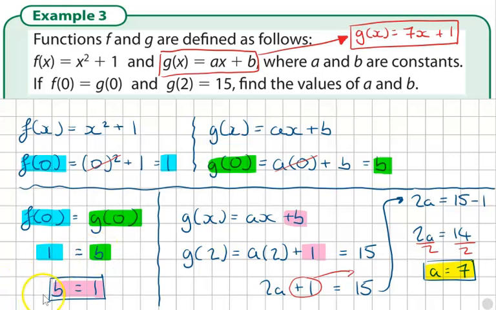So b is 1 and a is 7. So we were asked to find the values of a and b. So a is 7 and b is 1. Now we weren't asked to go any further, but if you had been asked to actually find the function, if g of x is equal to ax plus b, and a is 7 and b is 1, then the function is actually g of x equals 7x plus 1.